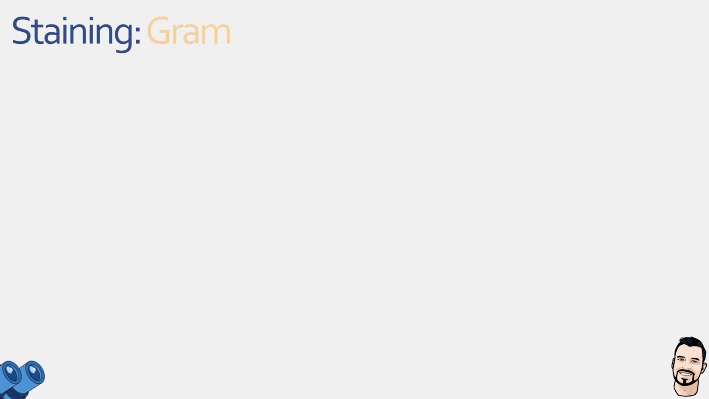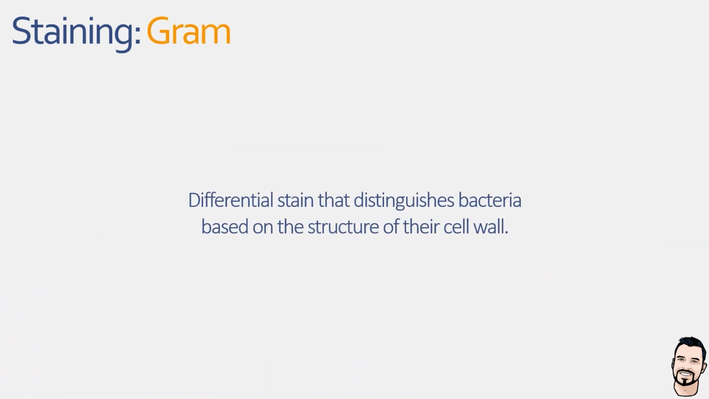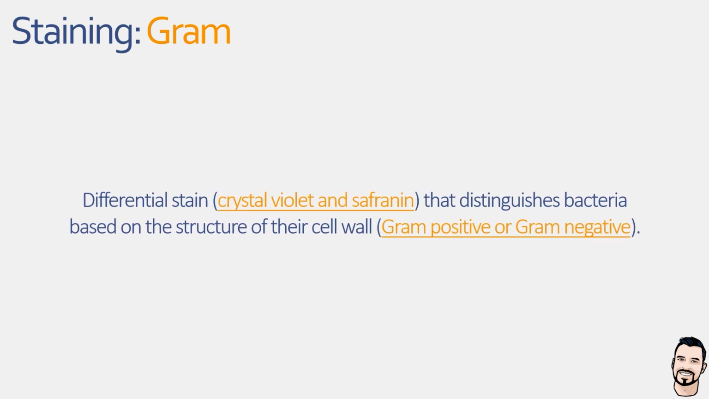Now our next stain is a little more involved because it is a differential stain, and in this case we're looking at the Gram stain, one of the most widely used techniques in bacteriology. The Gram stain, originally developed by Hans Christian Gram in 1884 and always written with a capital G, allows us to distinguish bacteria into two major groups based on differences in their cell wall composition, referred to as either being Gram-positive or Gram-negative. Now this classification is crucial for bacterial identification and antibiotic selection.